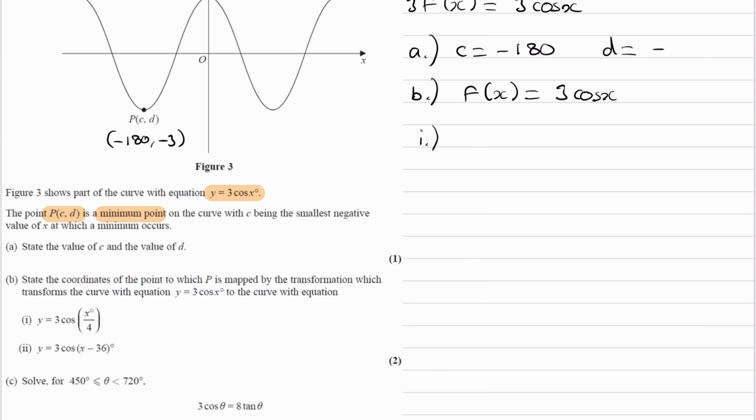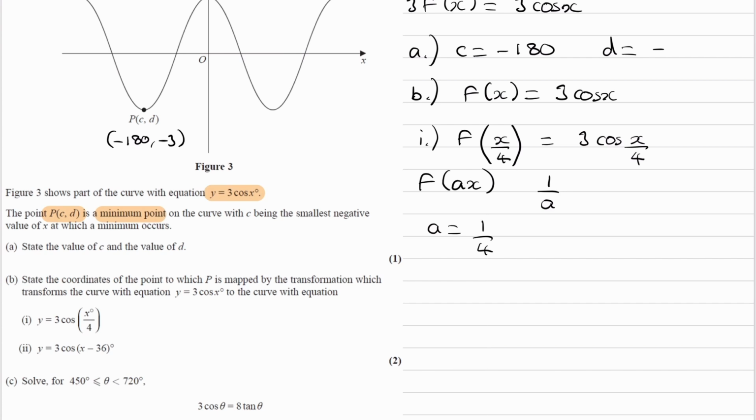So for part 1, you'd have to do f of x over 4. Whenever you replace anything in this bracket with something, then what happens is all of the x's in our function get replaced by what's inside this bracket. So this would then be 3 cos x over 4. So if you were to have f of ax, so basically some number multiplied by x within these brackets, that is a stretch scale factor 1 over a parallel to the x-axis. So in this case, our a is equal to 1 over 4. That's how we get x over 4.